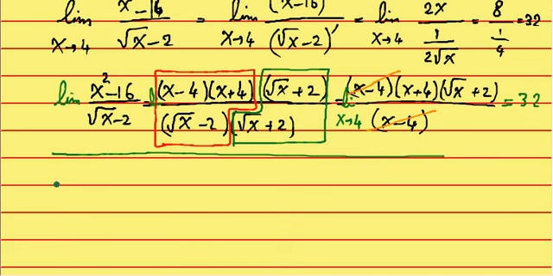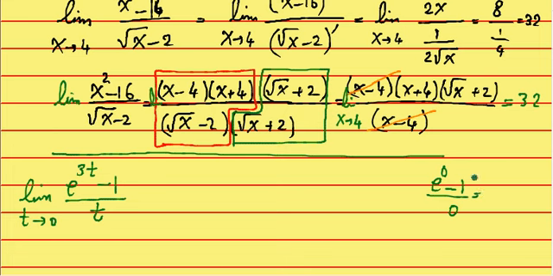Here one question is exponential of 3t minus 1 over t. Take a limit of that as t goes to 0. Well, let's first make sure that this is an indeterminate form. When t goes to 0, what happens to the numerator? We'll have exponential of 0 minus 1. Denominator is just 0. Well, exponential of 0 is 1. 1 minus 1 over 0. 0 over 0.